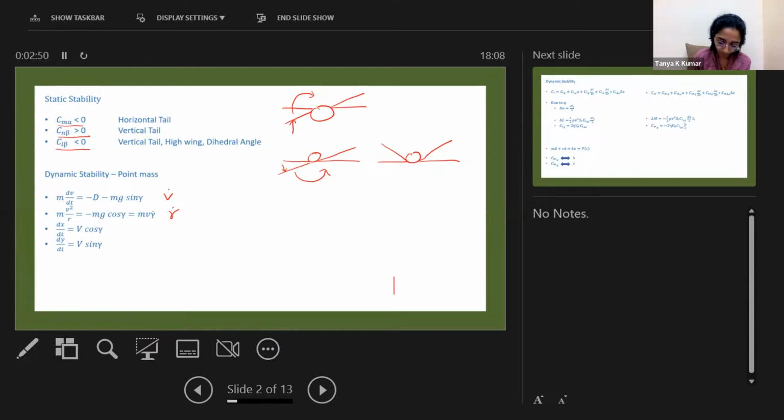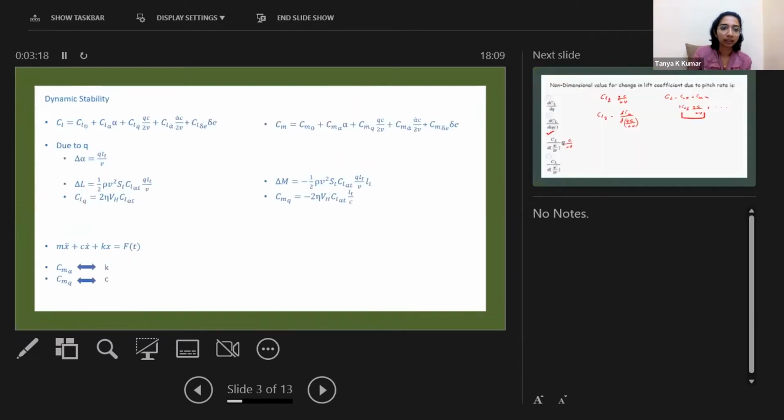We have the V dot equation, gamma dot equation, and the translational velocities, that is X dot and Y dot. So how it moves in the X direction, how it moves in the Y direction, okay? So these are the 4 equations of motion that govern the motion of a point mass system. Okay, how the velocity changes, how the flight path angle changes, and how it changes in the translational direction, that is X and Y. So for dynamic stability, this was a point mass.